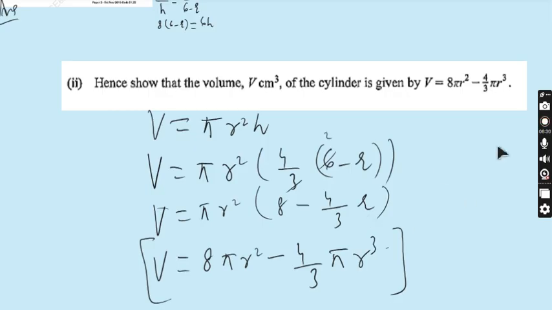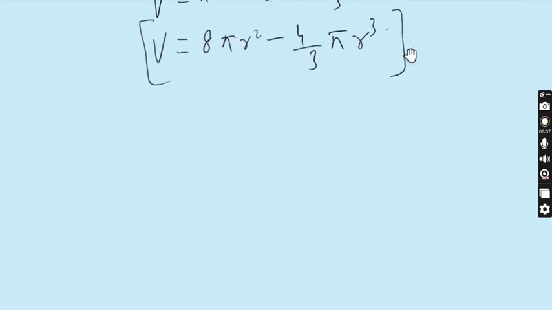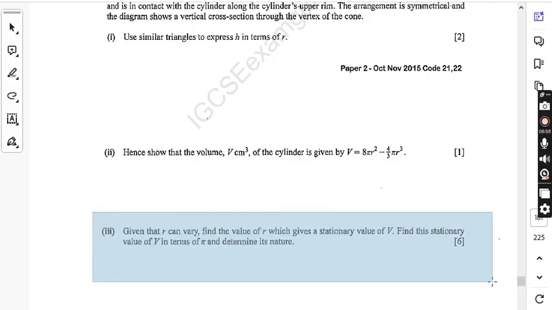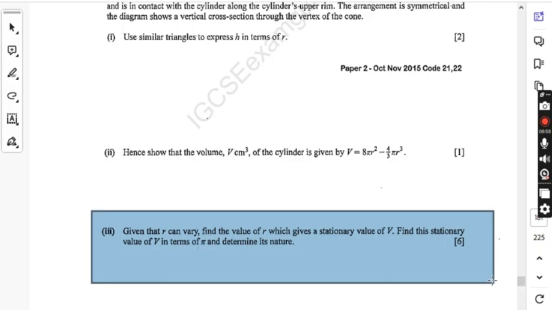Now see the next part. What is the next part? Given that r can vary, find the value of r which gives a stationary value of V. Find this stationary value of V in terms of pi and determine its nature. This part has 6 marks. So it is a very important part, but very easy, no issue.